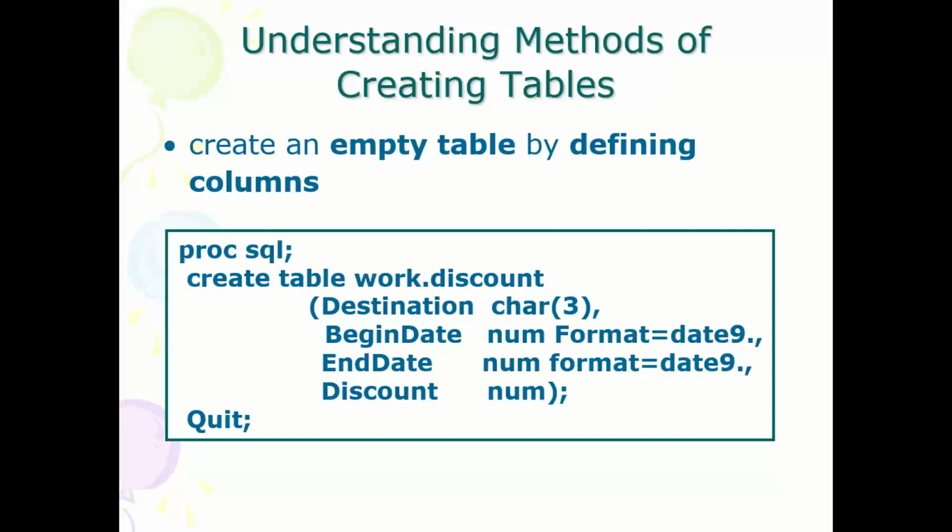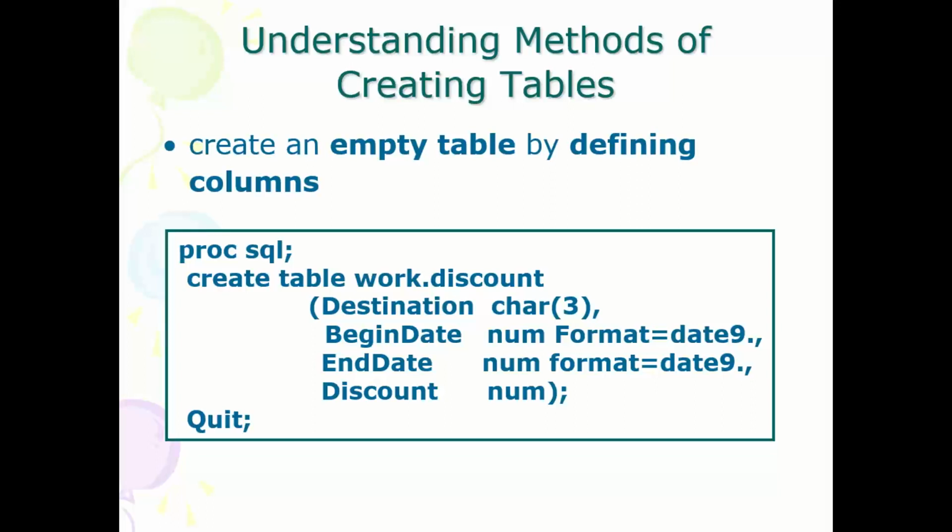So to create an empty table by defining the columns: a table consists of rows and columns, right? To see the data in that particular table, you need the different column names. If you don't have the column names, you cannot see anything. Each and every value is represented in a particular column with some name. So to create the table, first you need to define those columns.